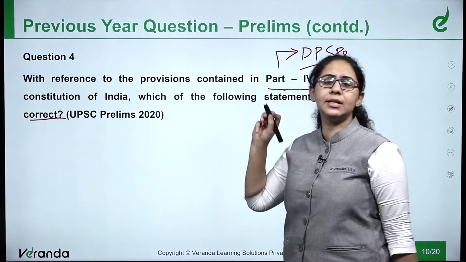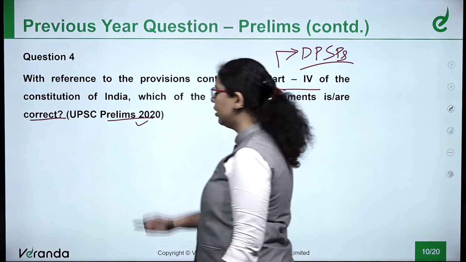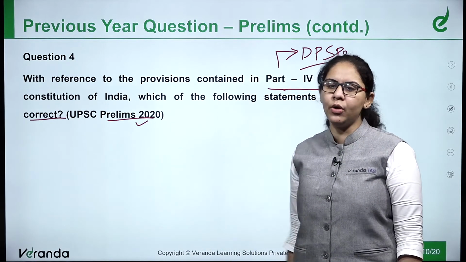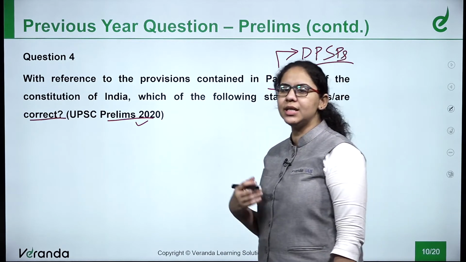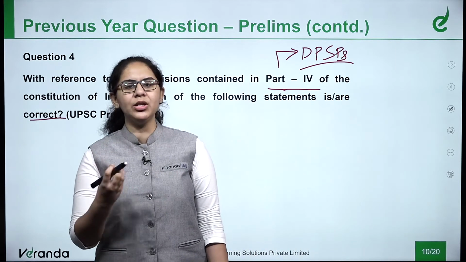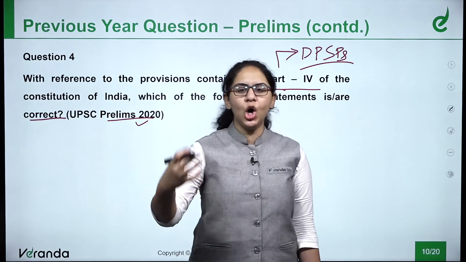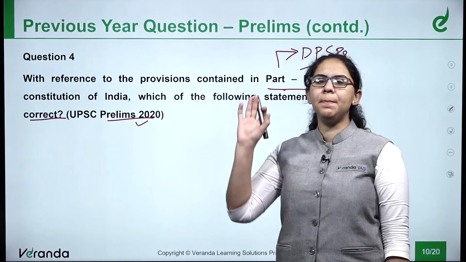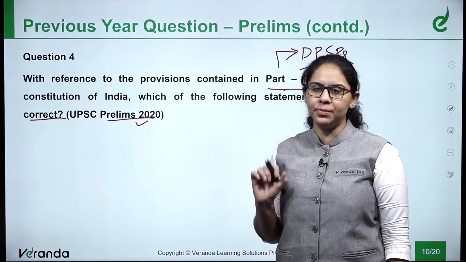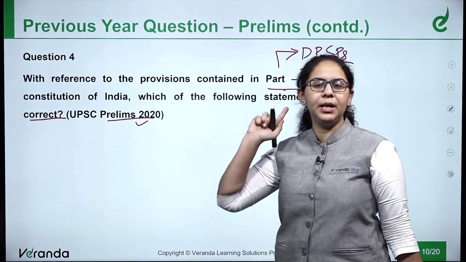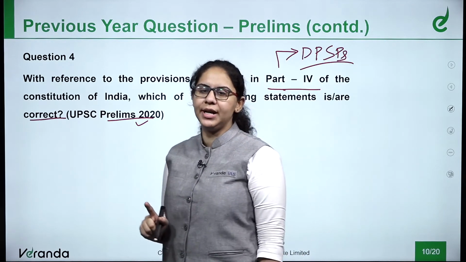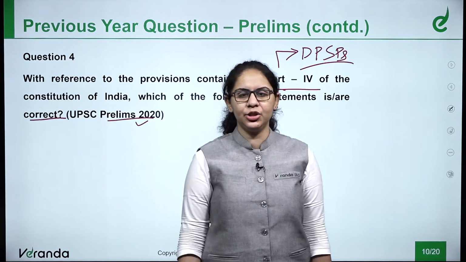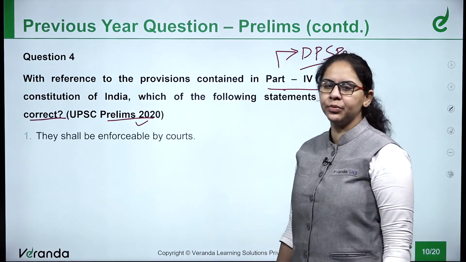This question was again asked in the 2020 prelims. Part 4 of the Indian Constitution deals with directive principles of state policy. These are the directives given to the state, given to the government, to make laws which are in congruence with these principles. These are the basis of the laws which the Indian government forms. These are non-justiciable in nature, unlike fundamental rights. Fundamental rights are justiciable. These are non-justiciable in nature. We'll look at the options.